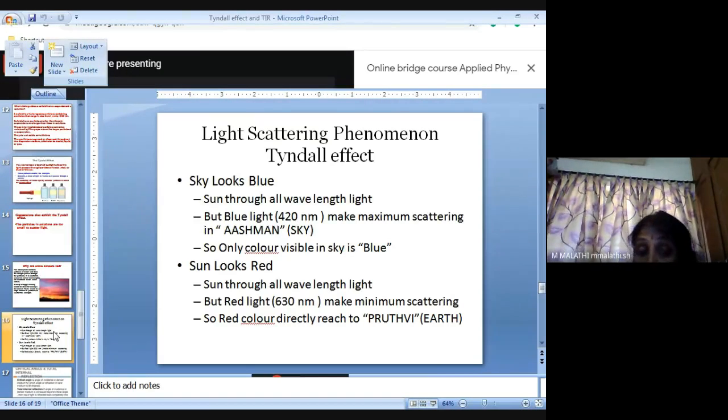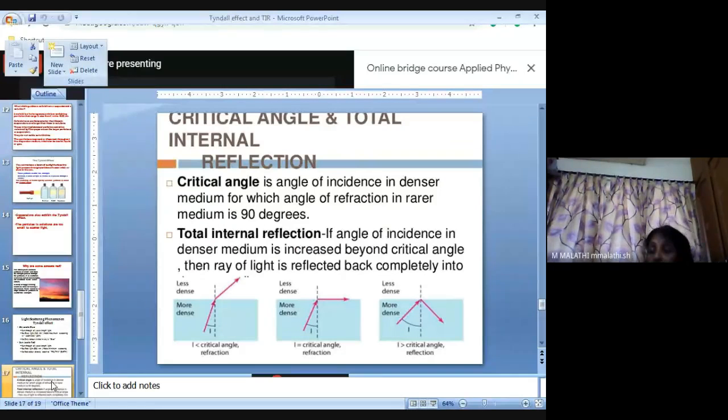Why does the sun look red? The sun emits light of all wavelengths. All wavelengths of light are there, but how does it look red? Red light makes minimum scattering, because the wavelength of red is larger, around 6,000 in VIBGYOR, it is a larger wavelength range. So scattering is minimum. So the red color directly reaches the earth due to the minimum scattering of the larger wavelength of the light. So from the earth, the sun looks red. All are due to the Tyndall effect.